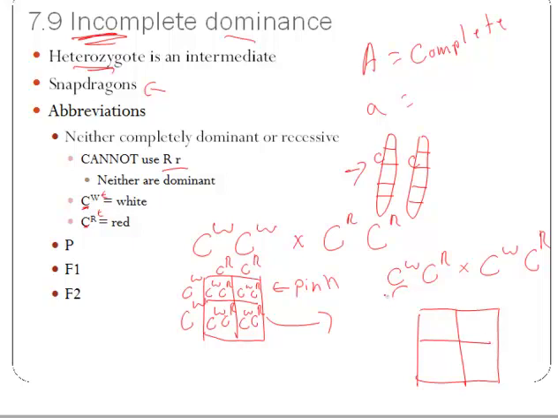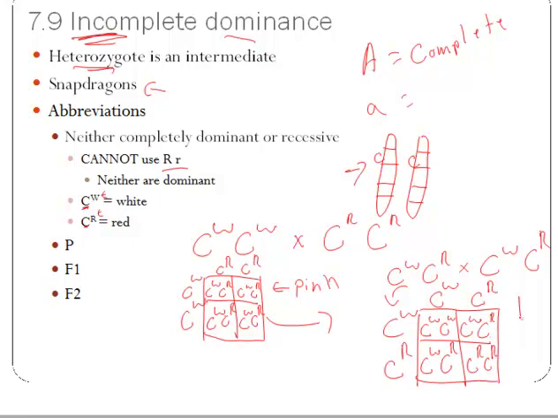We'll put this parent down the side, so it'll have a color white gene and a color red gene. This parent across the top will give a color white gene and a color red gene. Pull them to the middle. This one will get two color white genes. This one will get a color white and a color red. This will get a color white and a color red. And this one will get two color red genes.